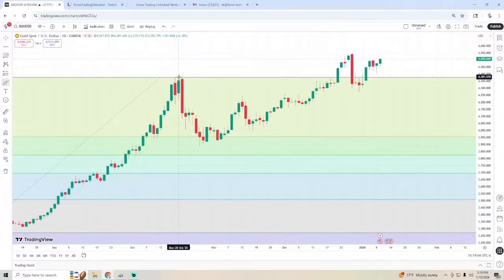Now, remember, we had this high here. So be careful. If we take out this low here, this market is due for a correction, and for it to go from where it's trading at 4,500 back down to the 4,000, 3,900 area is very, very likely.